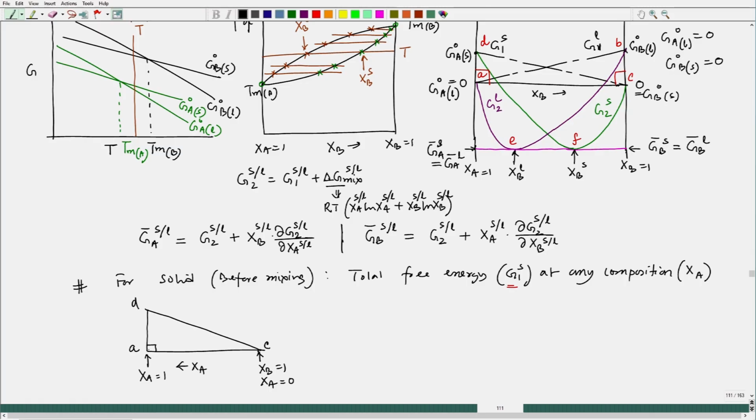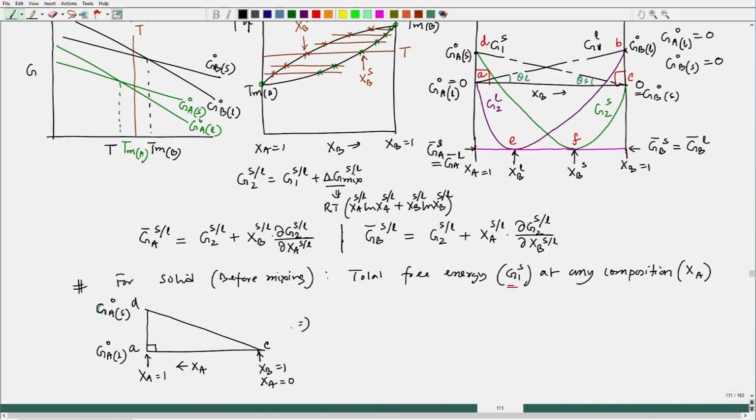This is 90 degrees. Let us say there are two angles, one angle is theta. So this is, let us say, theta solid, and let us say the other one is theta liquid. Okay. So now if this is G A naught for solid and this is G A naught for liquid, all the markings are done.